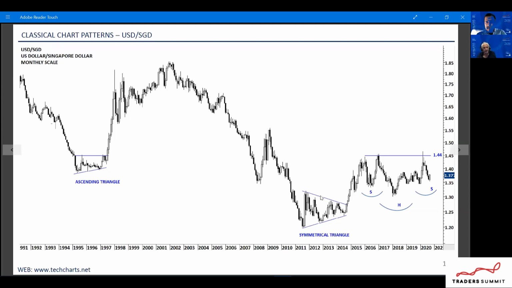Now let's move here, the symmetrical triangle. It's a clear consolidation that broke out on the upside. So this was a reversal signal. Now what we have here is a better defined head and shoulders continuation than the dollar index, with the horizontal boundary being at 144. If we see a rally towards 144, chances are high that 2021, 2022 would be an uptrend for the US dollar against the Singapore dollar. Good luck.